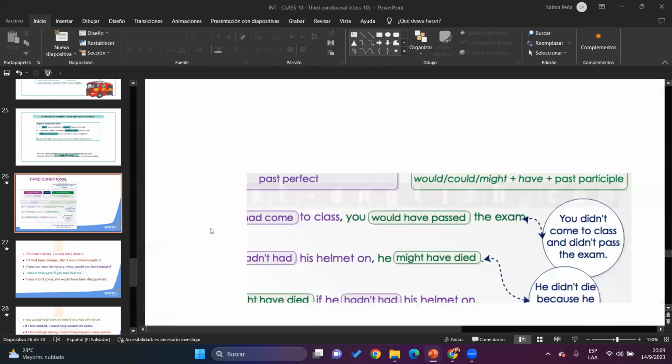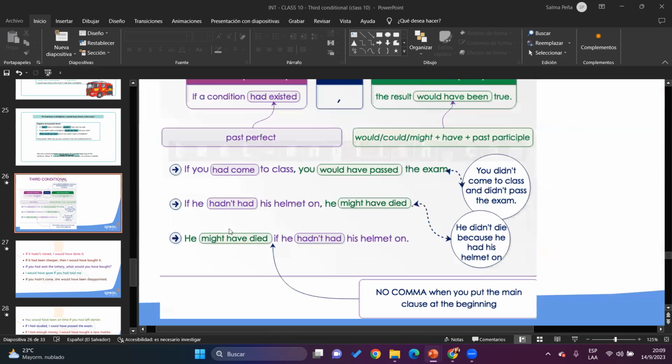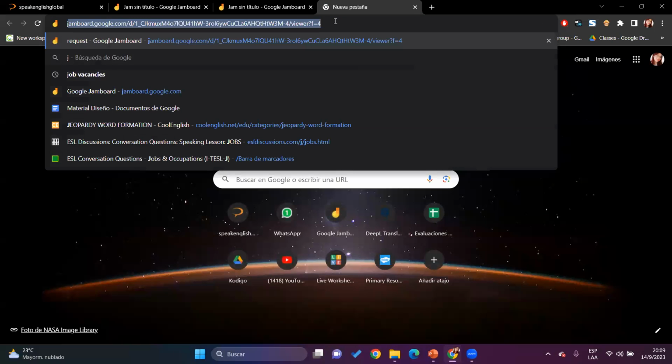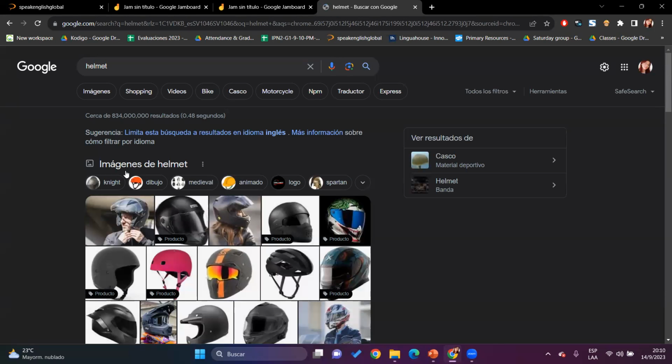Another example. It's number 2, sorry. If he hadn't had his helmet on, he might have died. He didn't die because he had his helmet on. Do you know the meaning of helmet, guys? No? Okay, let me show you. Casco. Helmet. Casco, exactly.